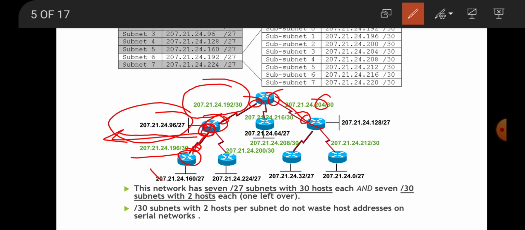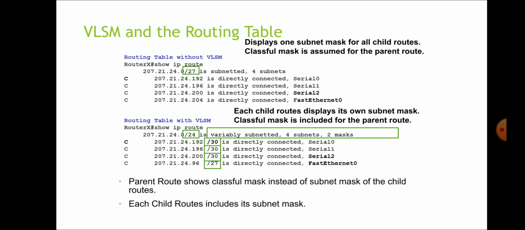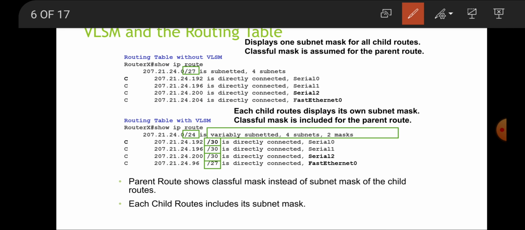So this network has 7 subnets with 30 hosts and 7 slash 30 subnets with 2 hosts. Here, if you go into the practical and configure the router, you can see the routing table also. In that routing table you will see this directly.